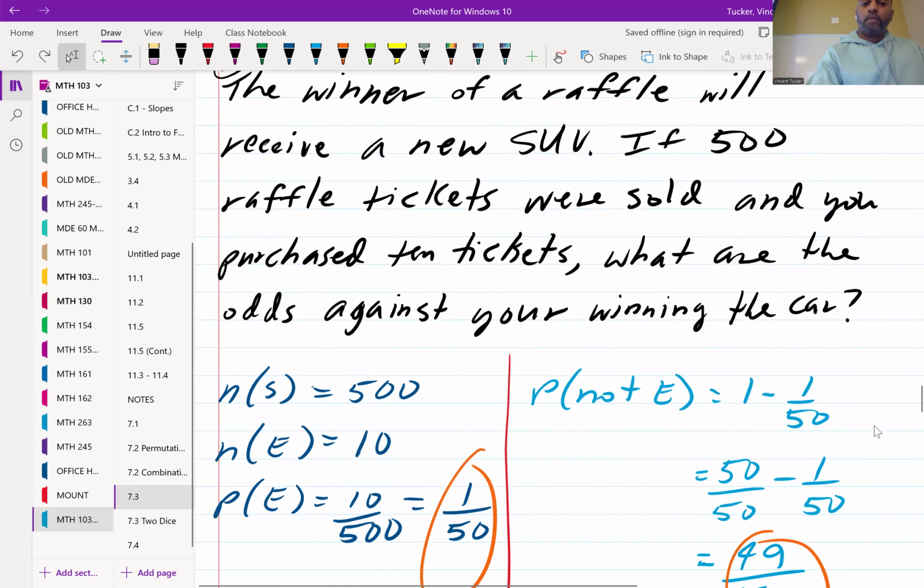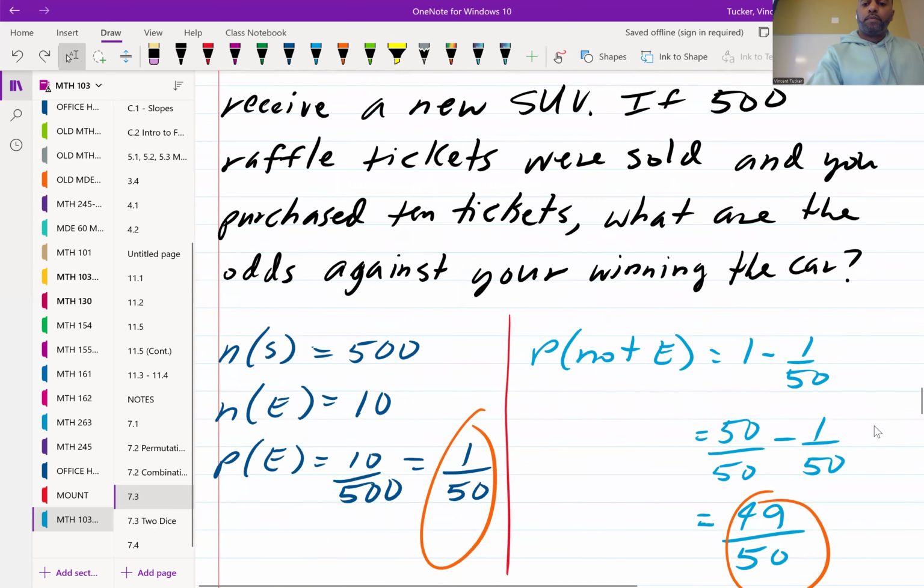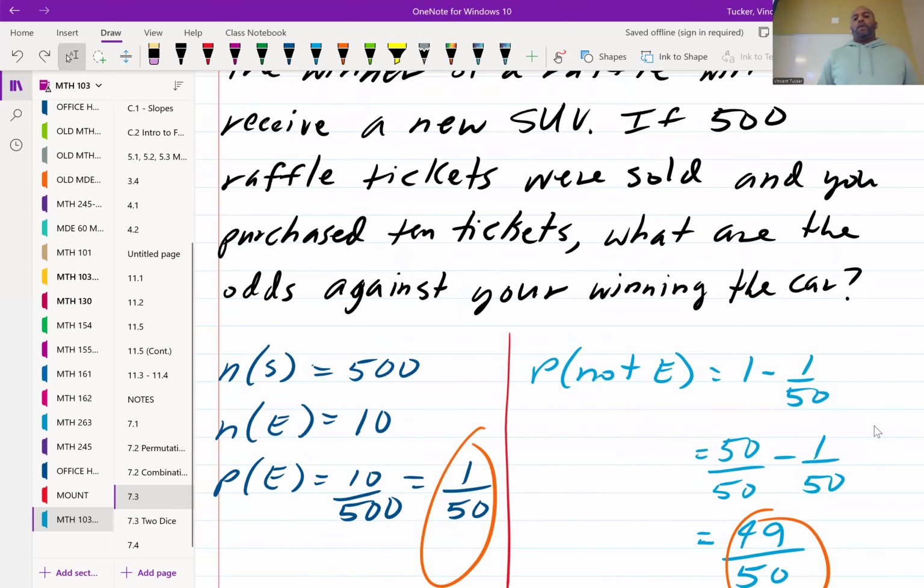So set up your probability and then you can calculate your event not occurring. We know there are 500 tickets, so that's our sample space. We purchased 10 of them, so that's our event: us winning by one of those 10 tickets. So the probability of us winning is 10/500, which reduces down to 1/50. The probability of that not happening is 1 minus 1/50. That 1 turns into 50/50, and that's 49/50.